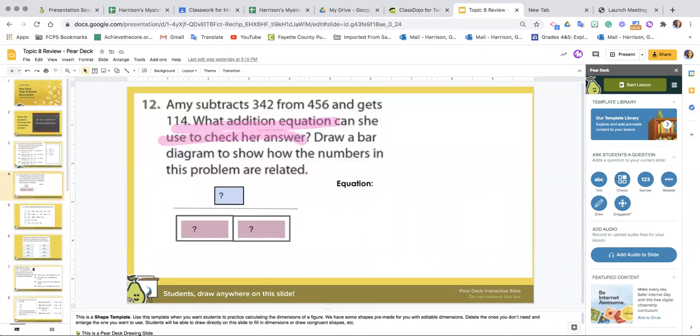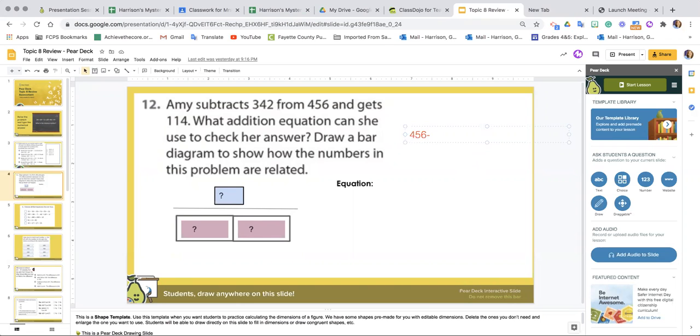Okay, whenever we're taking a look at this, we did some extra review work on this. In case you haven't used the bar diagram or the bar model before, this works like part, whole. So the total value is here. Each of its parts are below. And in this problem, it says that she subtracts 342 from 456 and gets the answer 114. So they should have that regular equation over here. They could just type it out and think about that.